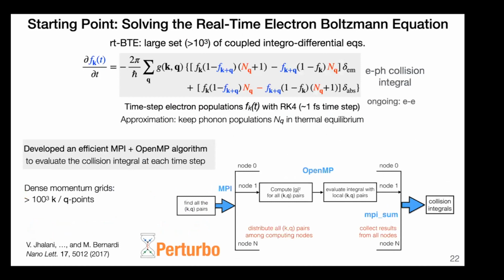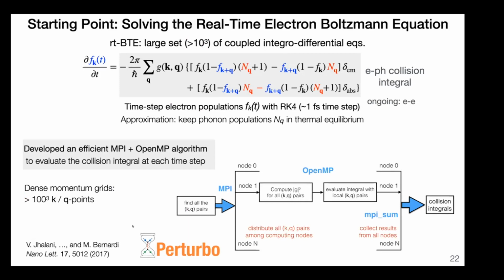So the starting point for these studies is basically an efficient solver for the real-time electron Boltzmann transport equation, or rt-BTE. If you want to propagate in time the electronic populations, and suppressing the band indices here, it can include various collision processes, for example, with the phonons, but we're also developing the ones with other electrons. But one of the challenges is that this collision integral itself depends on the electronic populations. And so this basically becomes a large set of integro-differential equations.